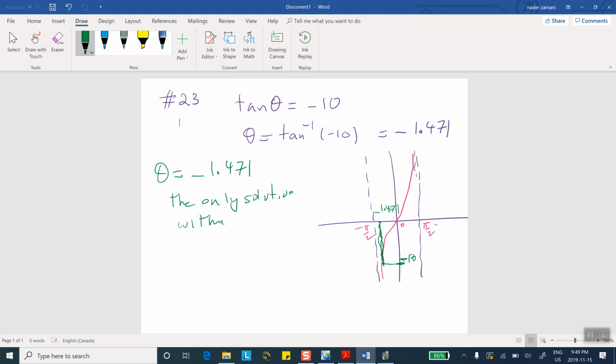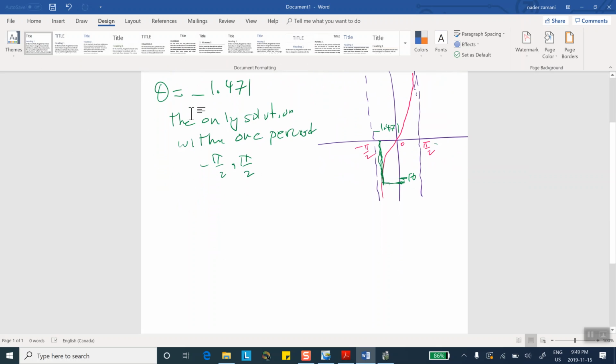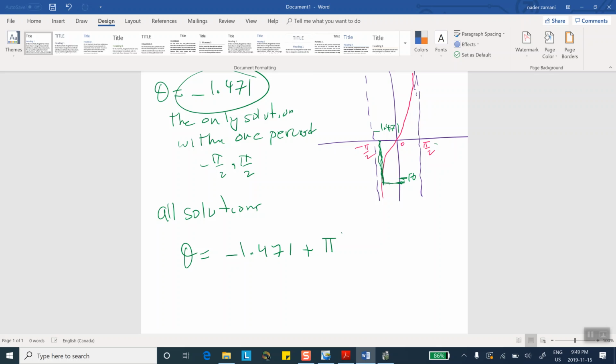The only solution within one period. Of course, the one period that the calculator spits out, minus pi over 2 to pi over 2, because there are other solutions, but in other pieces of the tangent function. And if you want all solutions, you have theta equal to whatever you got, minus 1.471, plus multiples of the period, where k is equal to 0, plus or minus 1, plus or minus 2, etc. And if you want only 6 solutions, just use 6 values of k, okay?